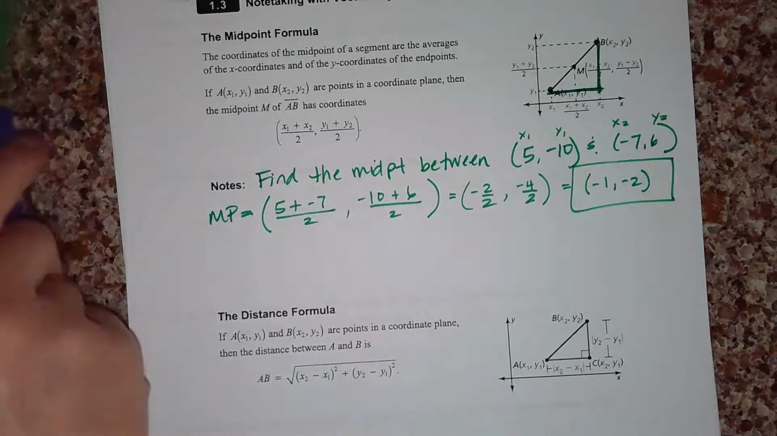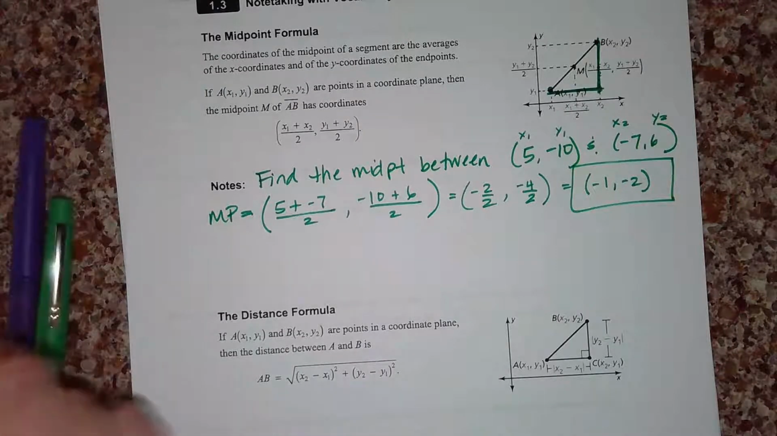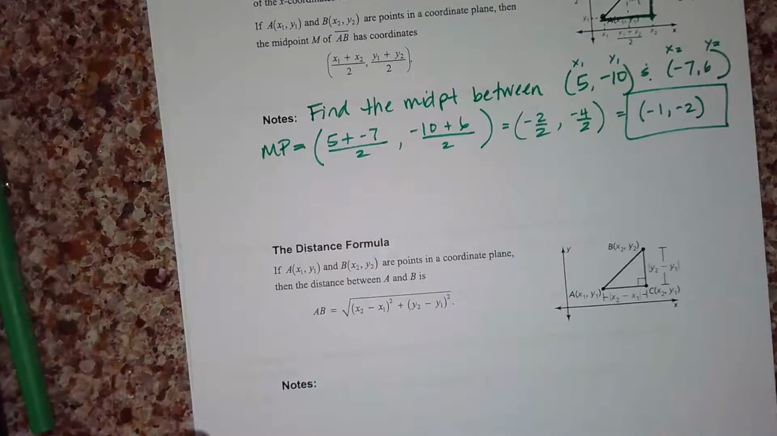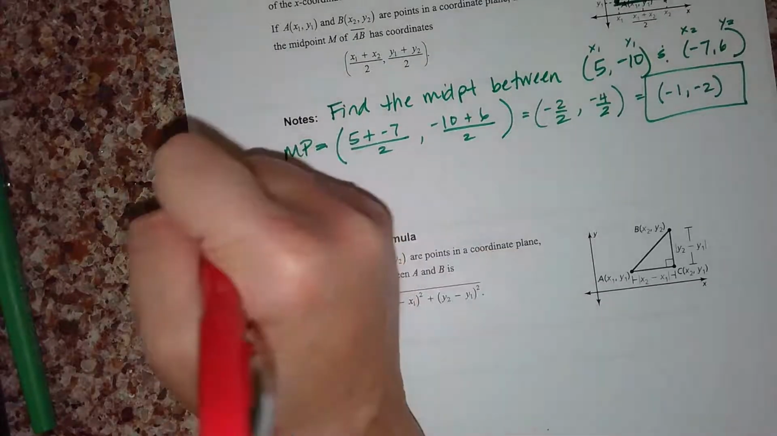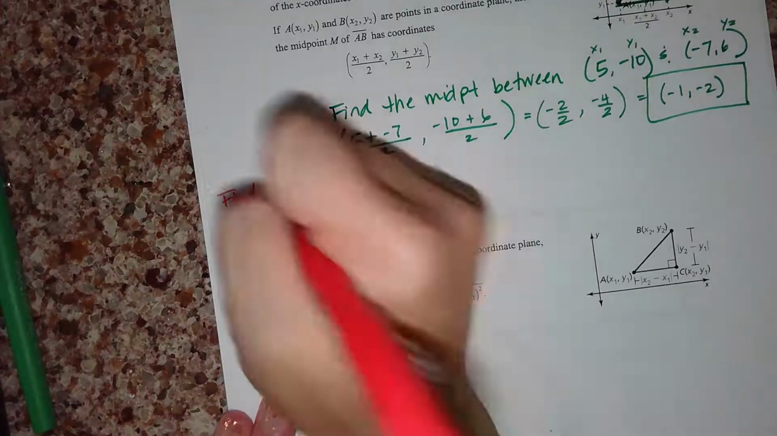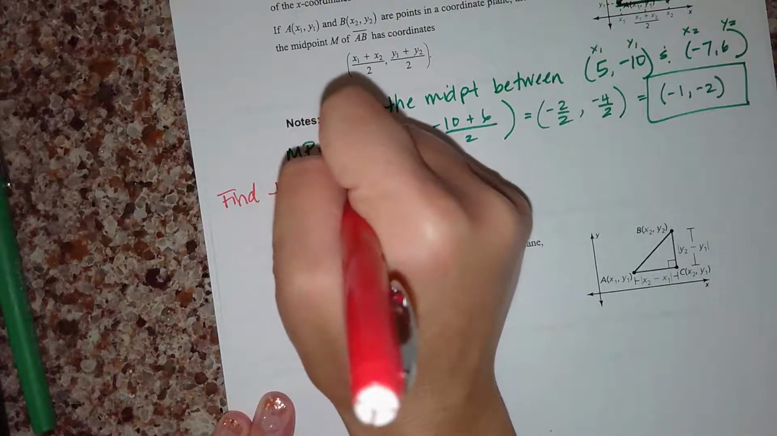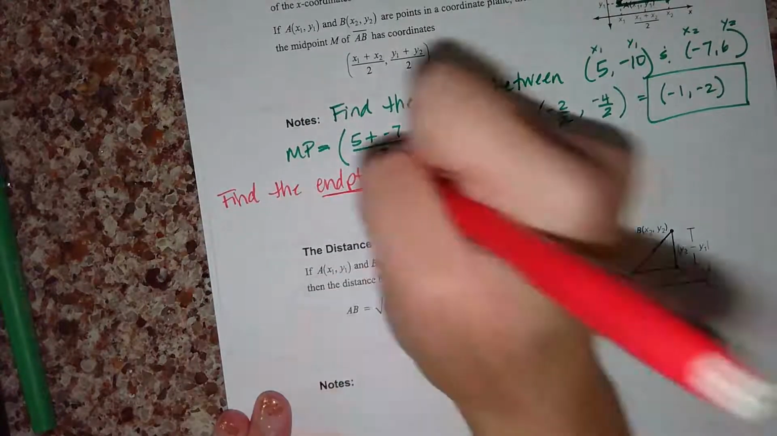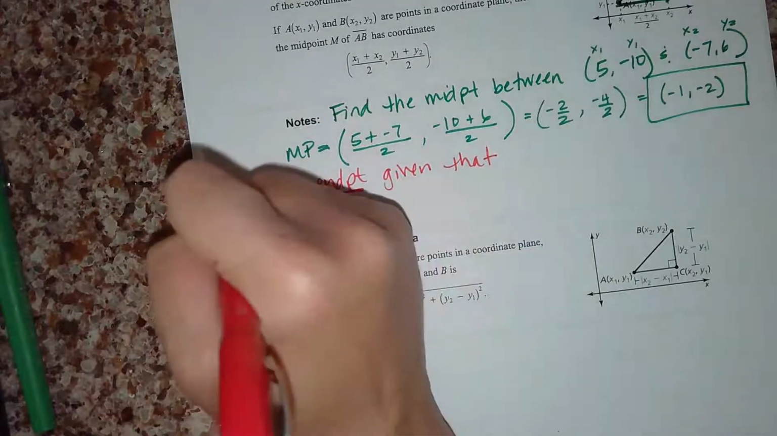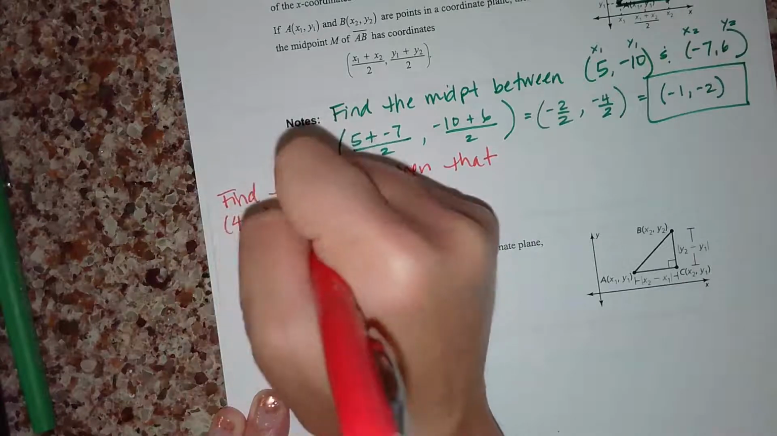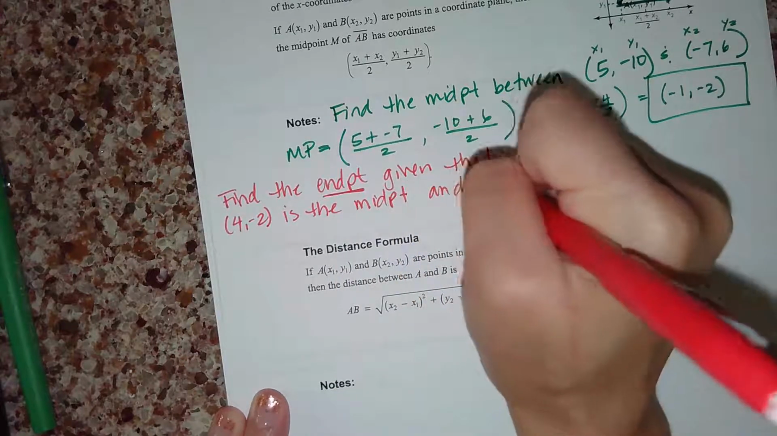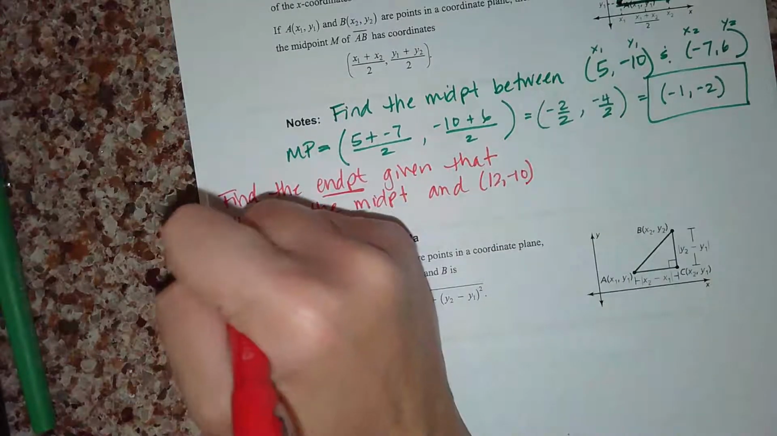All right, I wanted to give you another example that's a little bit more challenging, and that you'll see when you do your practice and so forth. So I'm going to try to squeeze it in here on that spare paper. Feel free to grab one. The directions, or we'll call the example, will say something like, find the endpoint. So this time we're not finding a midpoint, we're finding an endpoint, given that (4, -2) is the midpoint, and (12, -10) is one endpoint.